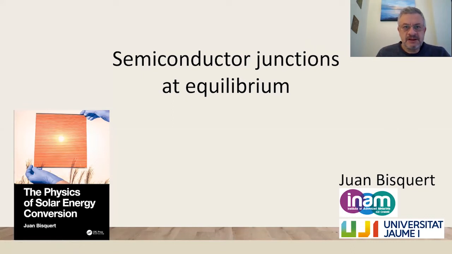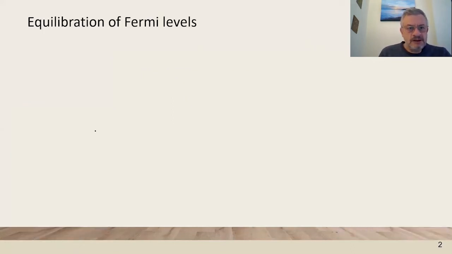Semiconductor junctions at equilibrium. The flow of electrons is indicated by the gradient of the Fermi level. So if there are two materials here, there will be a flow of electrons from high to low Fermi level. And the electrons are in the energy level, so the electrons will go to the right. And then we will achieve a situation of equilibrium of the Fermi levels.